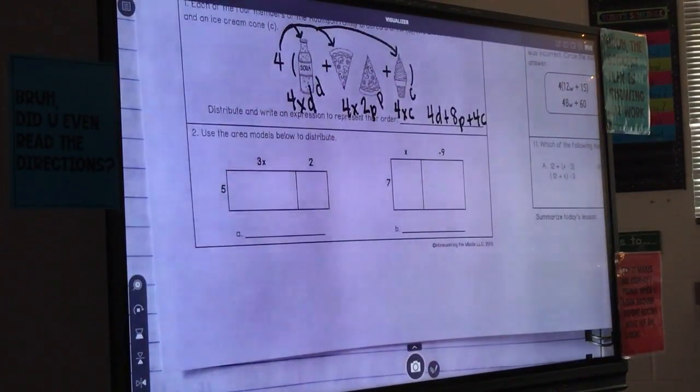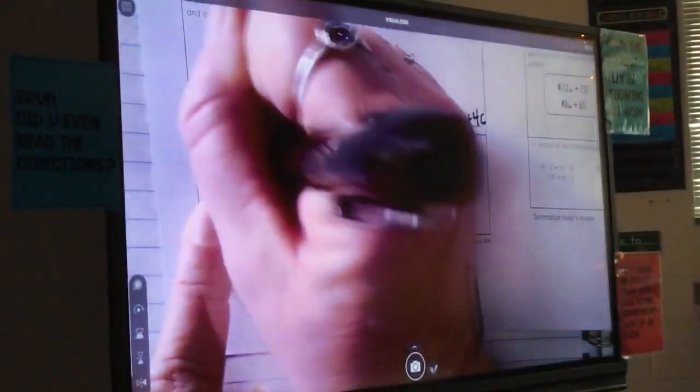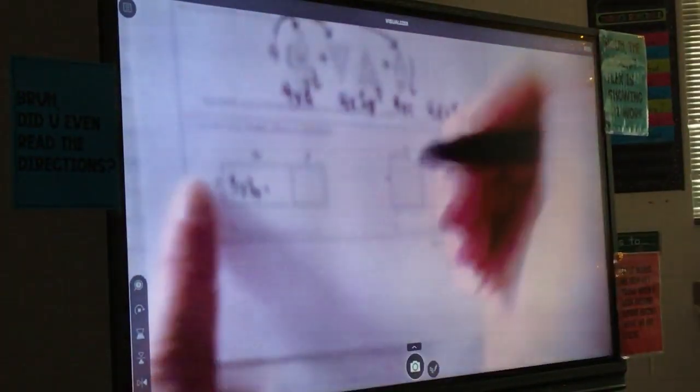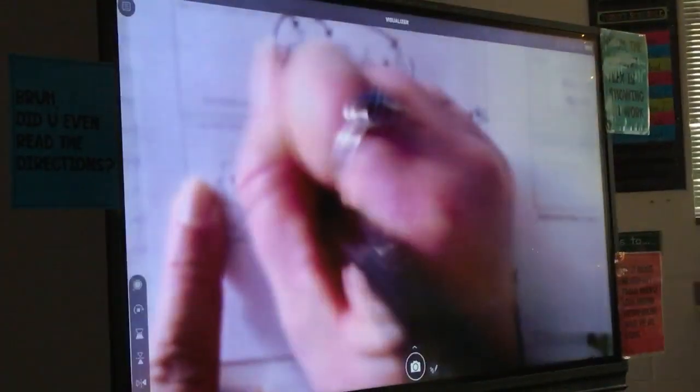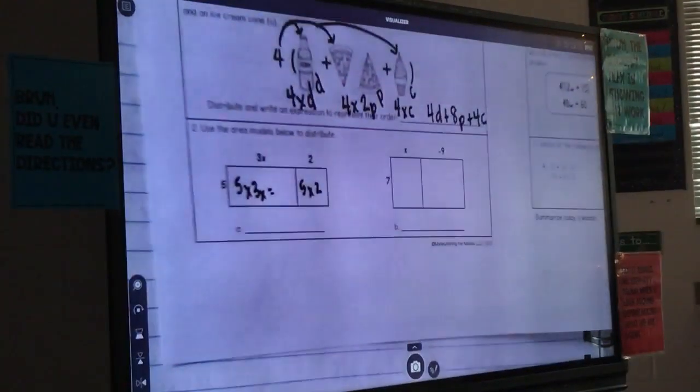Yeah, I apologize that it came sooner in your Delta Math than when we got to it. We were supposed to get to it yesterday. But anyways, for the most part, this is not hard at all. It's just a lot of multiplication. So when you're doing the area model, you essentially are doing 5 times 3x, and you're doing 5 times 2. Like I said, I don't care for the area model, but this is really good for distributive property.